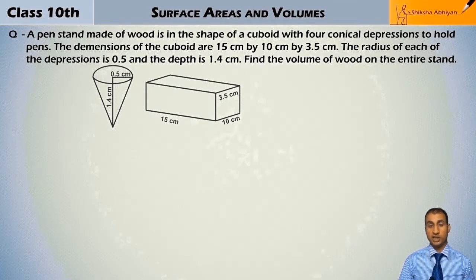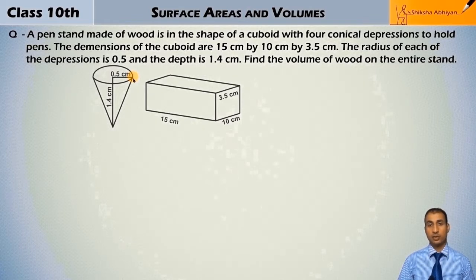वो conical जो depression है उनका radius 0.5 सेंटीमीटर है and the depth is 1.4 सेंटीमीटर, और depth यानी उनकी height कितनी है, 1.4 सेंटीमीटर. Find the volume of the wood in the entire stand. तो हमें entire stand का volume निकालना है.